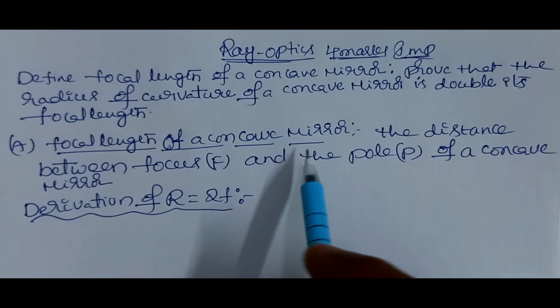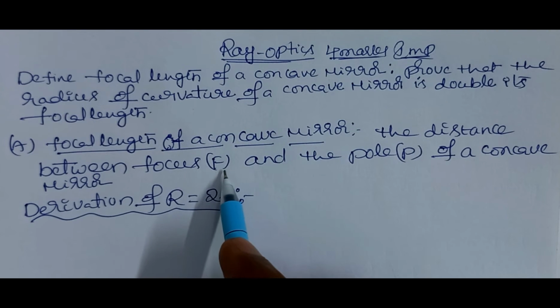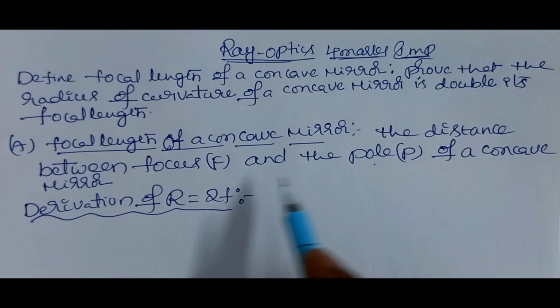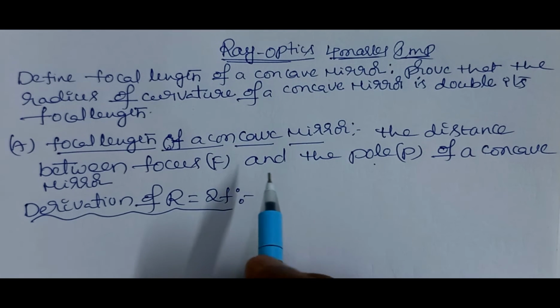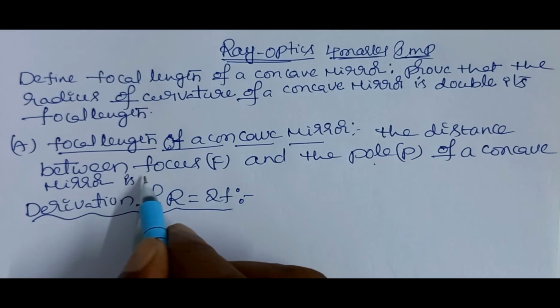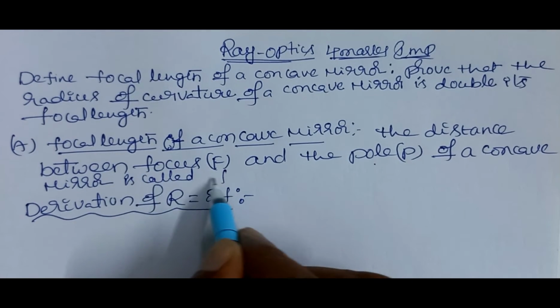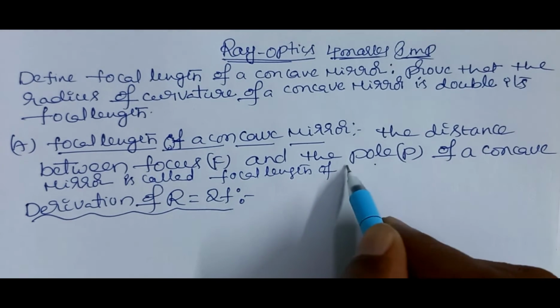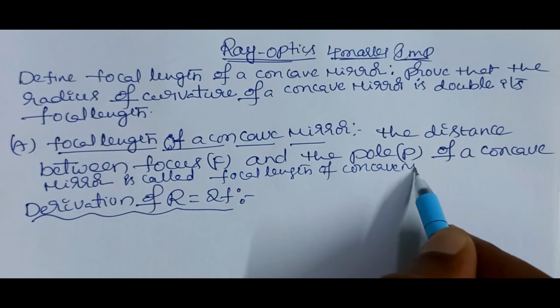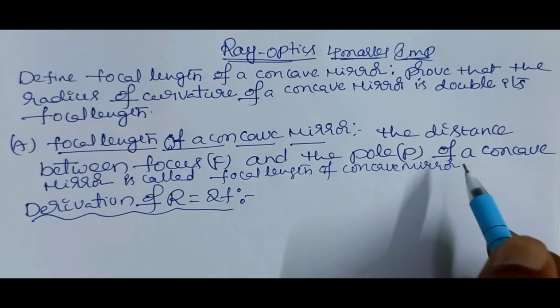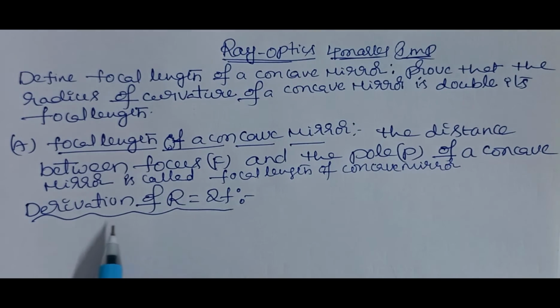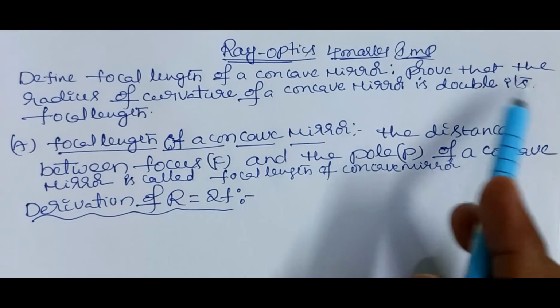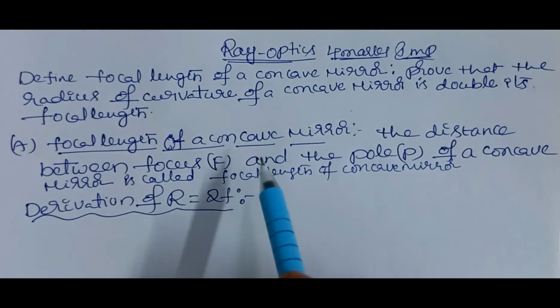First we see the focal length of a concave mirror. The distance between the focus capital F and the pole of a concave mirror is called the focal length of the concave mirror. So the distance between capital F and P is called the focal length of a concave mirror. Now the derivation: the radius of curvature of a concave mirror is equal to 2 times the focal length. Prove that the radius of curvature of a concave mirror is double its focal length.